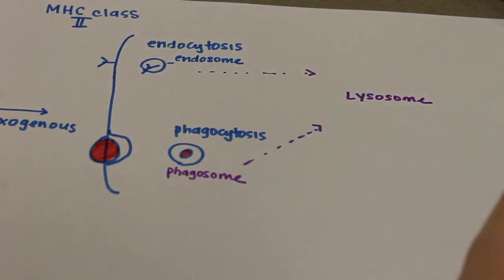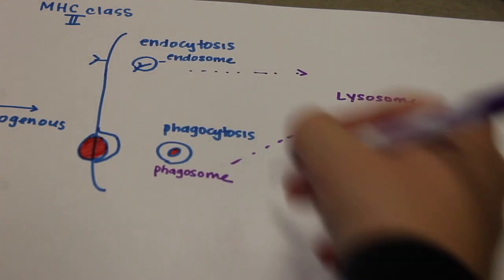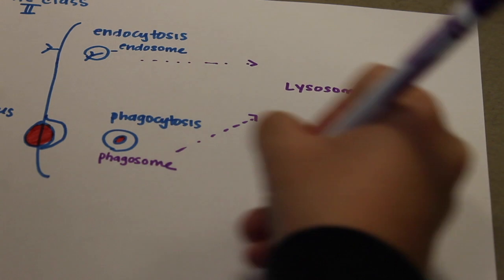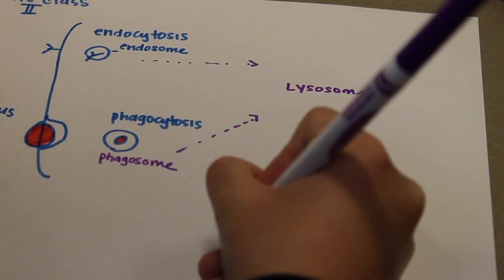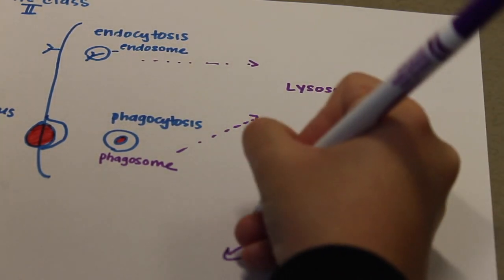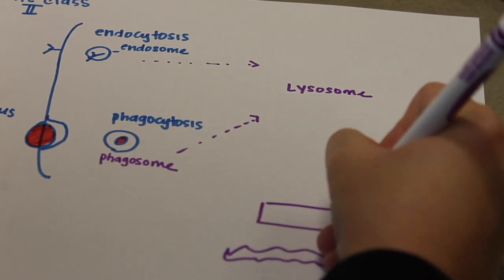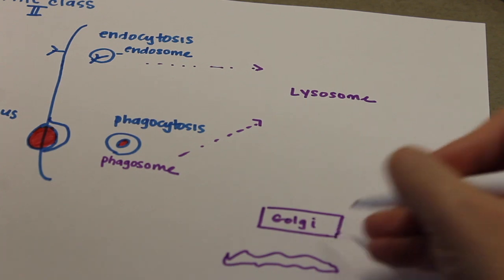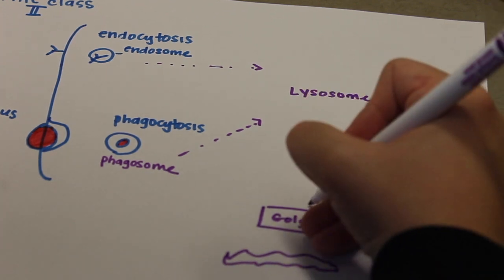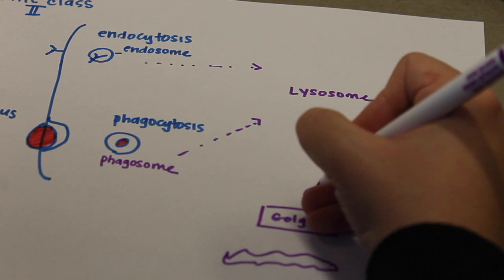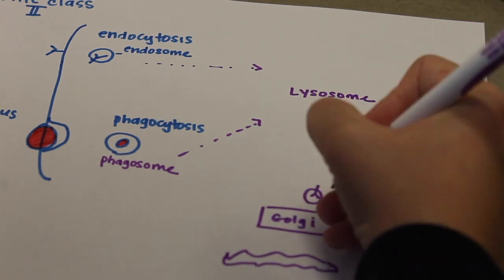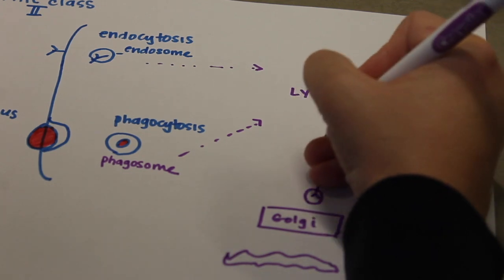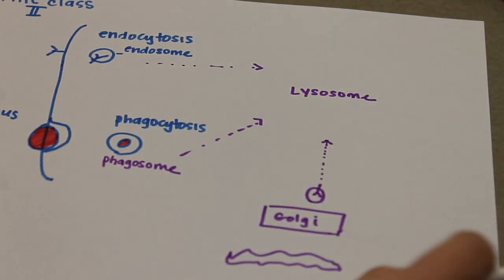At the same time that this material is coming in from the outside, we have our ER. Here's our ER, and this box will be our Golgi. We have secretory vesicles that are leaving this compartment, and they contain proteins. These are secretory vesicles, and they too can be tagged eventually for the lysosome.